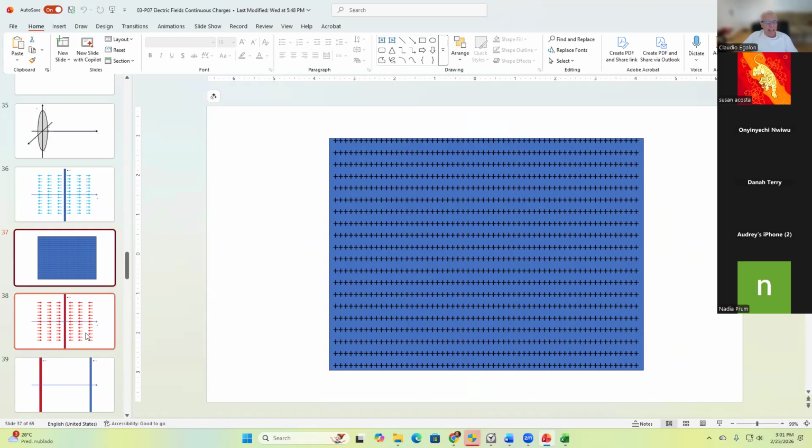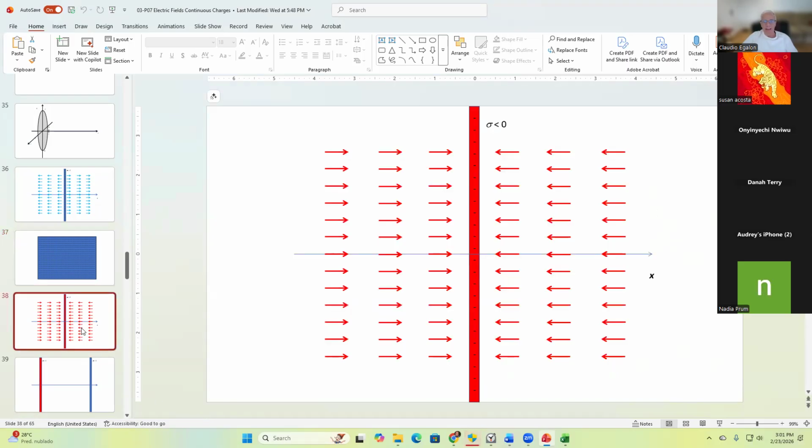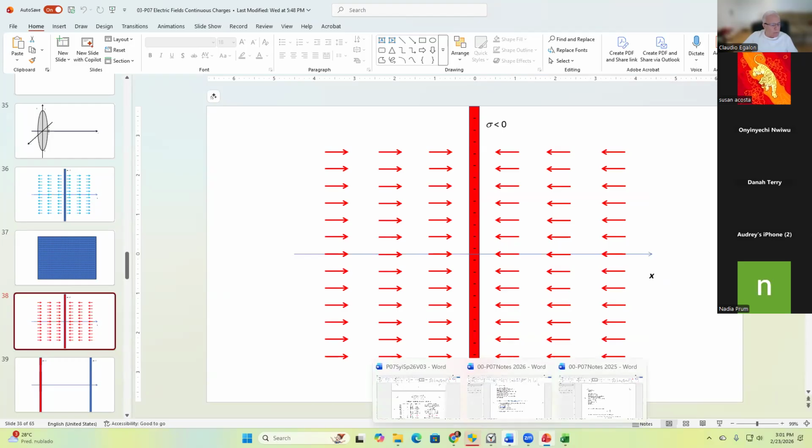If we have a negative plate, a negative planar charge distribution, we are going to have a similar electric field distribution. The only difference is that the electric fields are going to point towards the negative charge, not away from the charge, but towards the charge. Electric fields start at the positive charge and end at the negative charge. Let's write that down so I don't overwhelm you with this information.